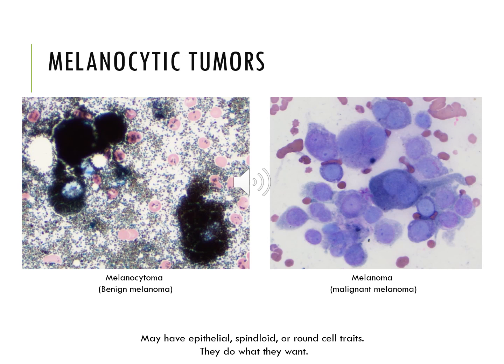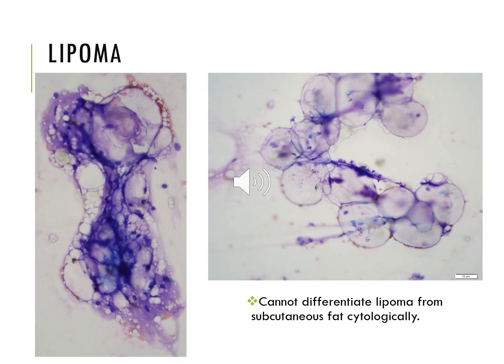So the last type of tumor I wanted to discuss was the lipoma. Lipomas are really common. We see them all the time. However, on cytology, we cannot differentiate a lipoma from subcutaneous fat because they both just look like well-differentiated adipocytes, and that's all we see. So what I frequently tell clients is if the mass was consistent with a lipoma, so if it was soft, freely movable, and they thought it was a lipoma, then it's probably a lipoma.